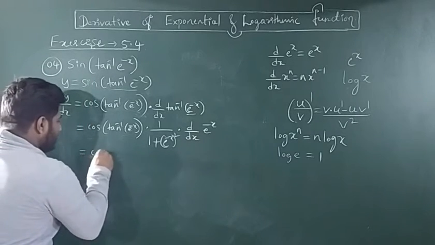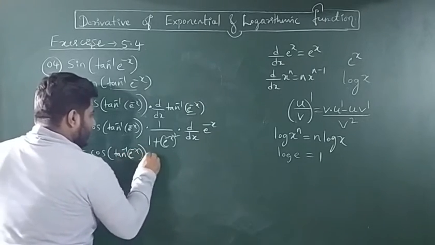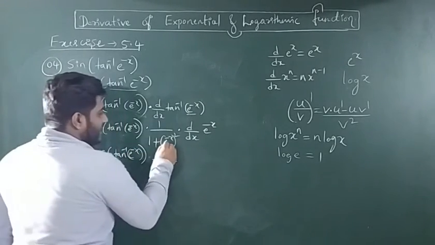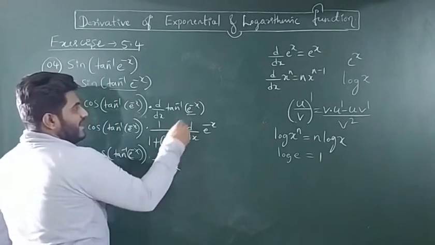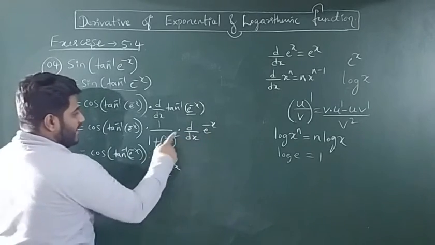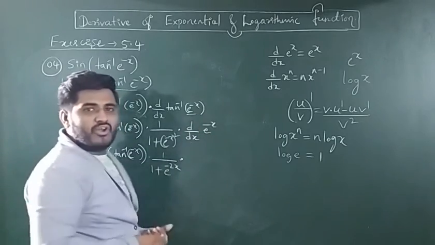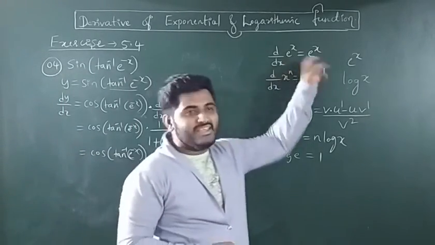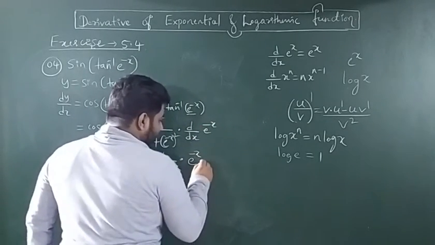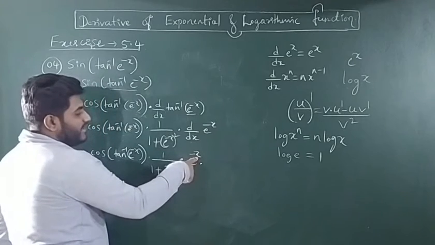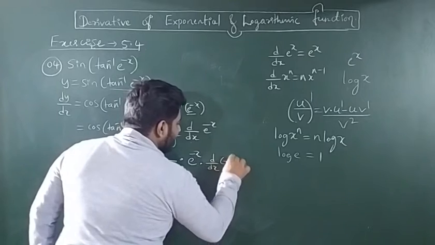Next one, cos of tan inverse e raised to minus x into 1 divided by 1 plus, look here, e raised to minus x whole square means it becomes e raised to minus 2x, because a raised to n raised to m is equal to a raised to nm. So that formula I have applied. D by dx of e raised to minus x. You know already, differentiation of e raised to x is e raised to x itself. So in place of x we are having minus x, e raised to minus x into, if x is there, here only it will end, but it is not x. Again we should take differentiation of minus x.